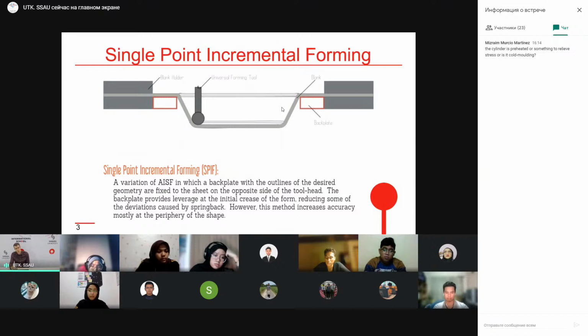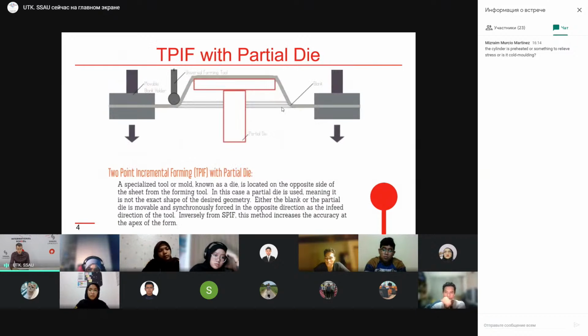So the next step for increasing tolerance and improving accuracy of the part is using two-point incremental forming, for example, with a petal die. And of course, each technology will be more complex in comparison with the previous. Here we have also tooling, a blank holder, but in this case we also have a petal die.